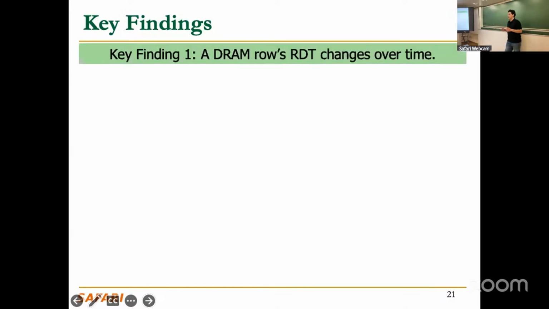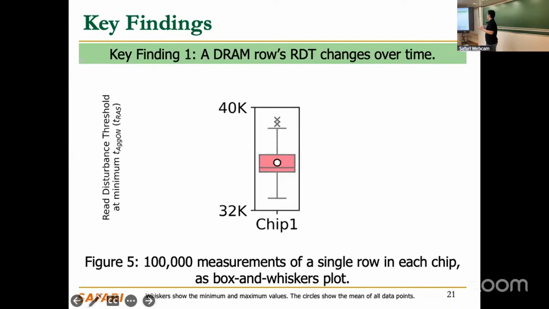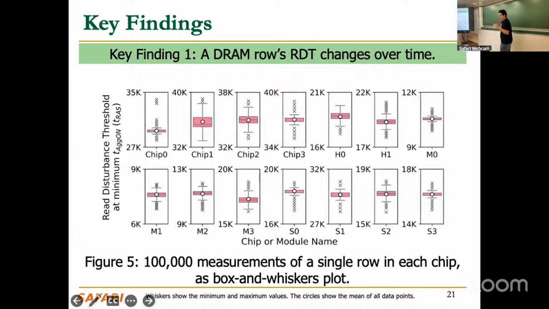Our first key finding was that a DRAM row's threshold value changes over time. To illustrate this, the authors constructed a box and whiskers plot for a single row in each chip. If we look at chip 1, we can see that these threshold values change over time. There is a variance among the measured threshold values. And if you look at the general picture across all 14 chips, we can assess that all of these chips show or experience some kind of variation among these threshold measurements.